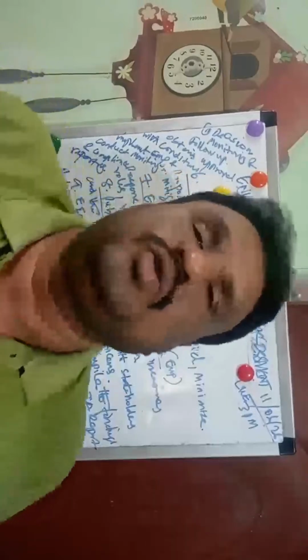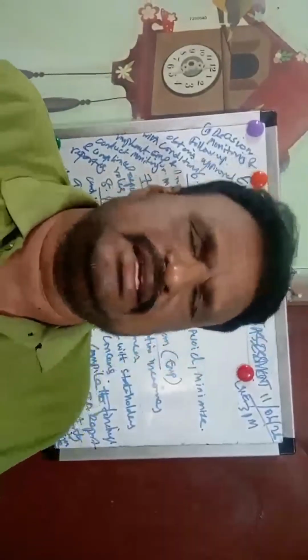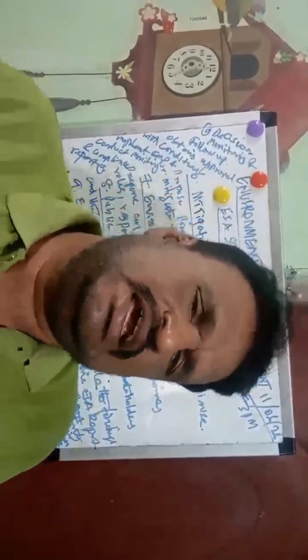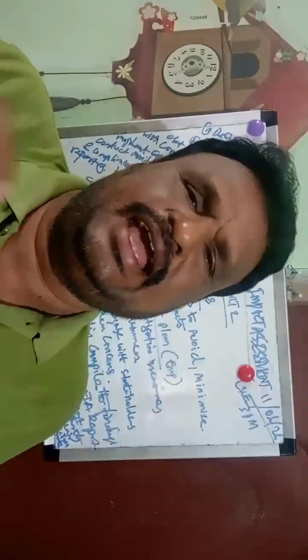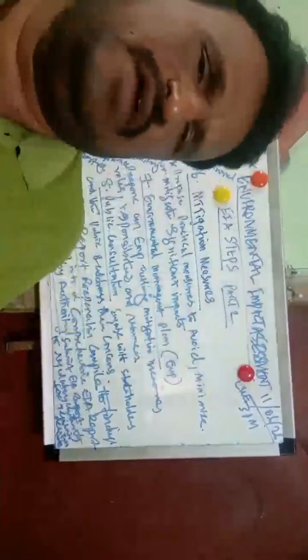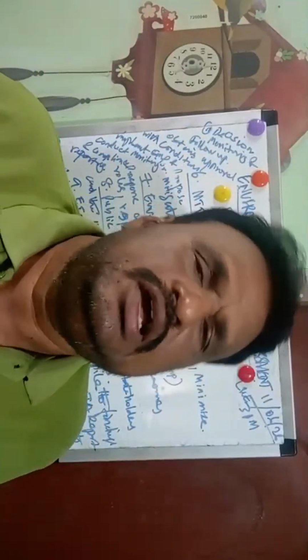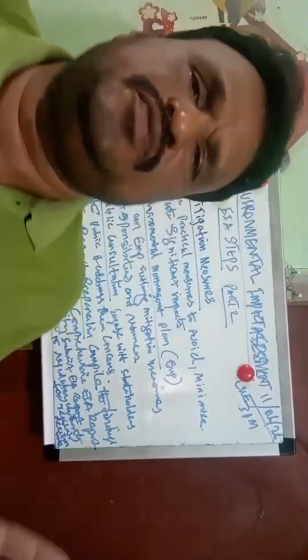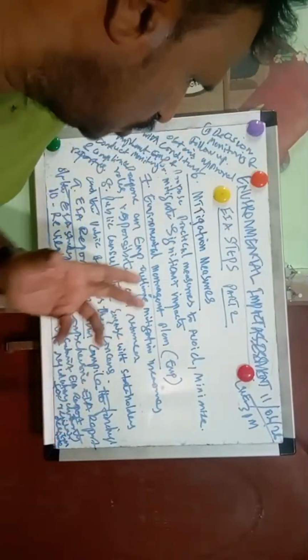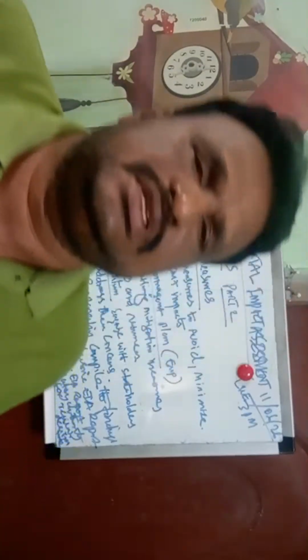Everybody, you are watching the live session on environmental impact assessment steps, that means EIA steps. In this EIA steps, what we saw in the last part, part 1, was the first 5 steps. Now we are going to see the 6th to 11th steps.